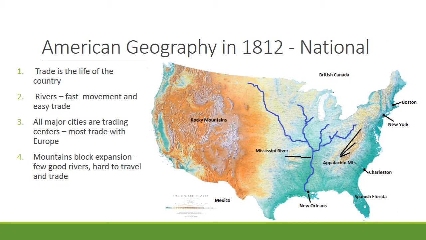Okay, so now we've got here a physical map of the United States, or at least what will become the United States. And the main thing I want you to see here is how the landscape of America relates to trade in America. The first and most important thing you need to understand is that trade is the life of the country. Without trade, the United States would not exist.